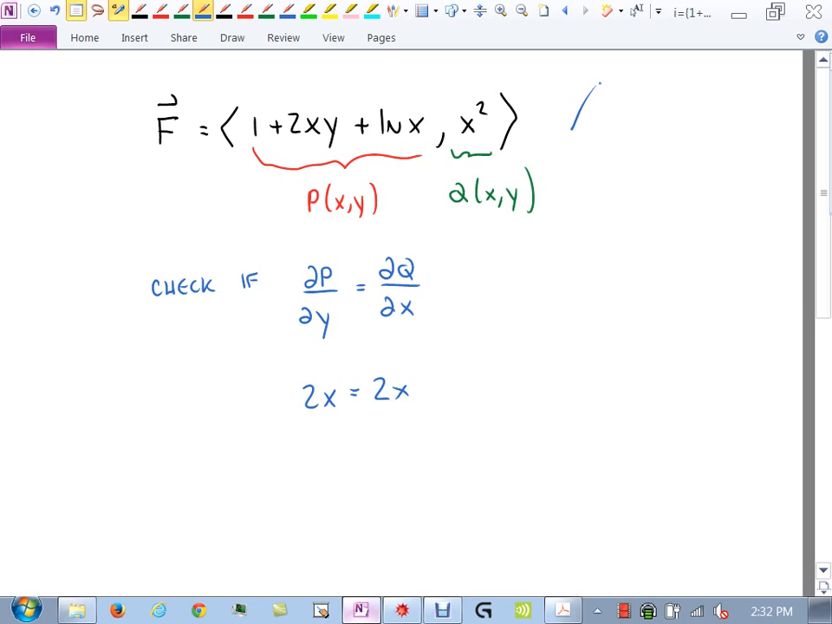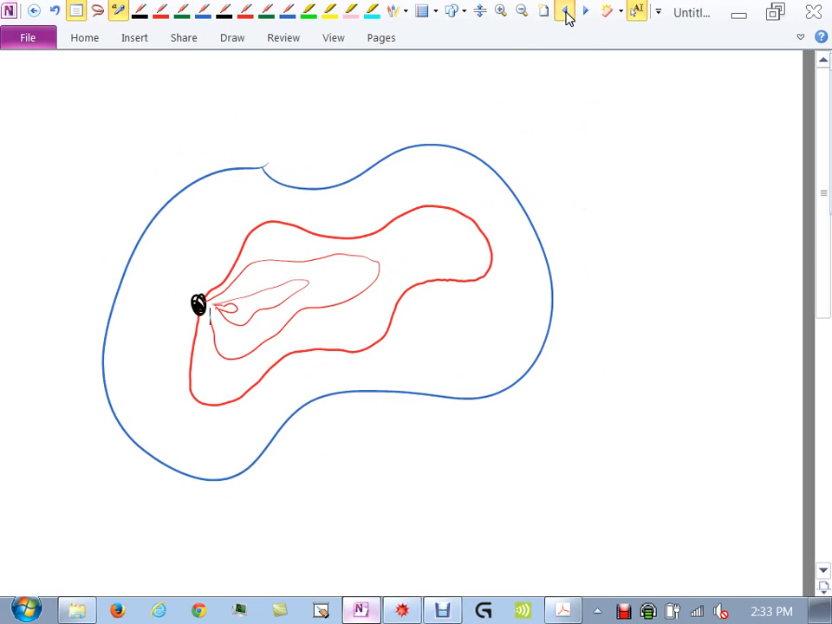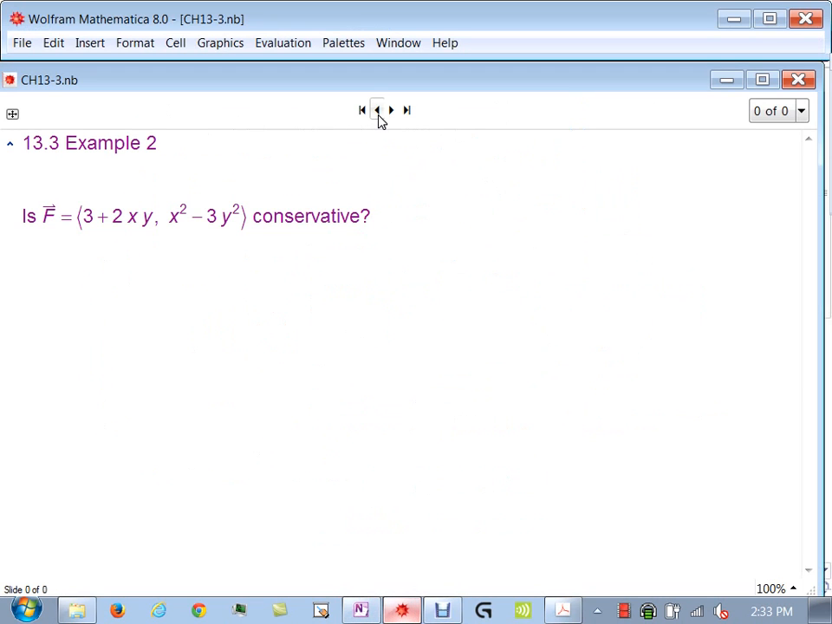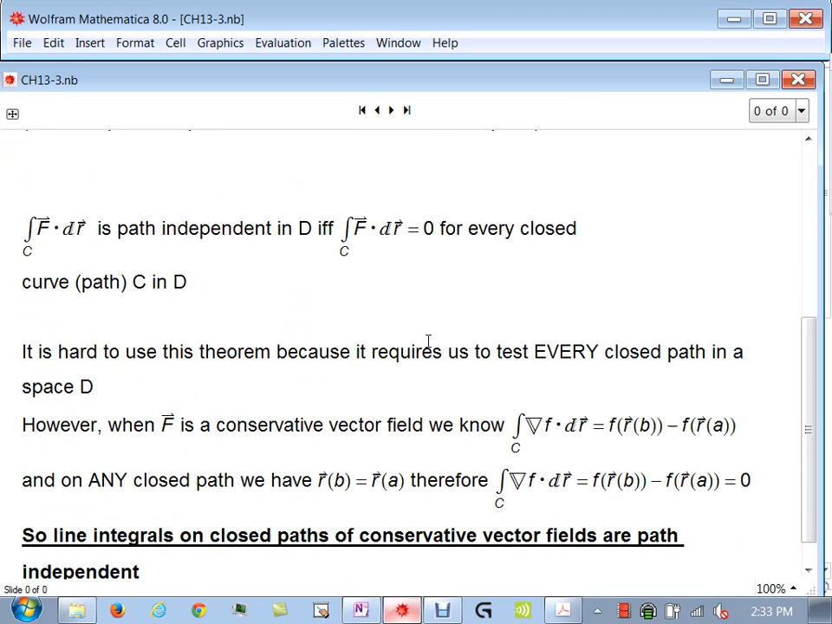Now here's the problem, though. I know it's conservative, therefore I know it comes from a little f. In order for me to use that theorem, the fundamental theorem of line integrals says you don't have to do all that dotting of everything. All you have to do is evaluate the two endpoints. We need to know what little f is, don't we? Look, we need to know little f right there.